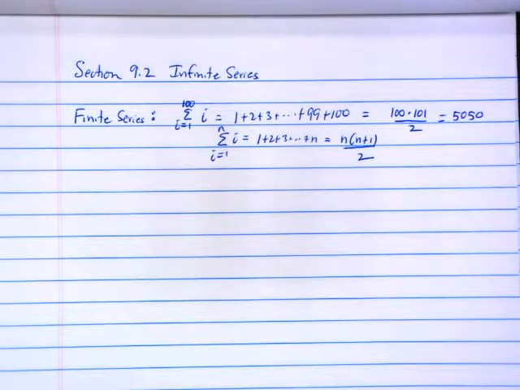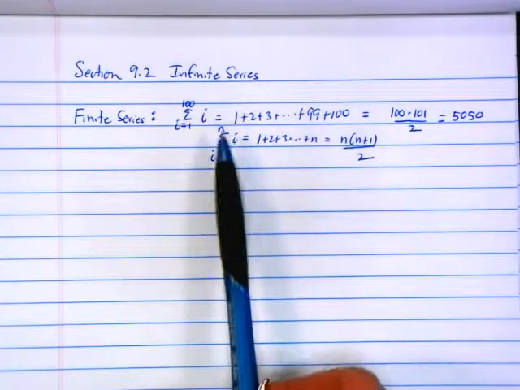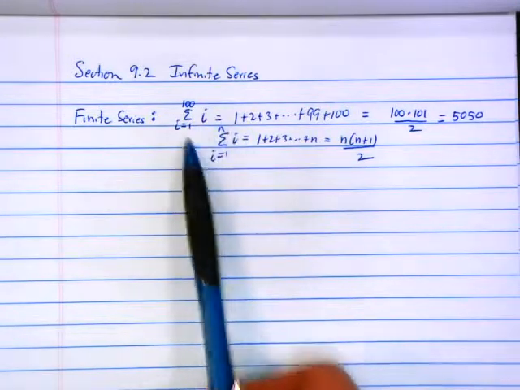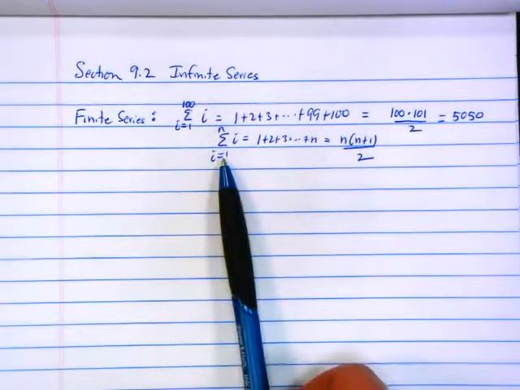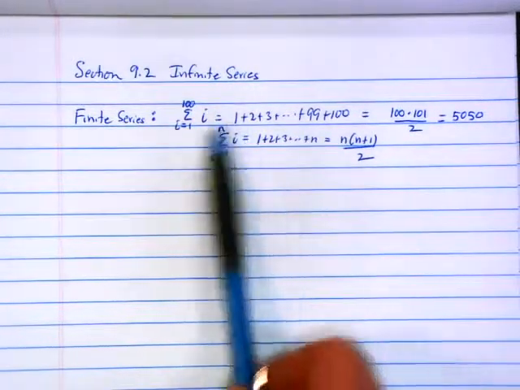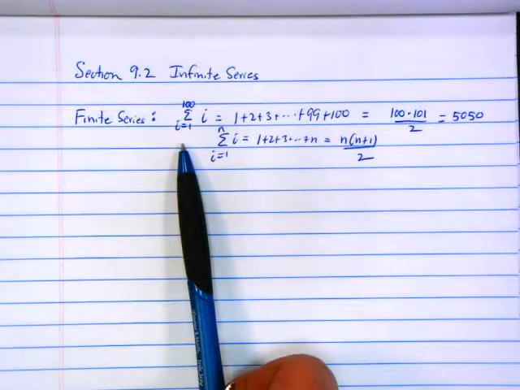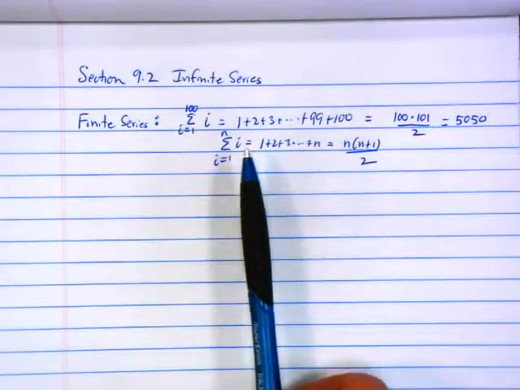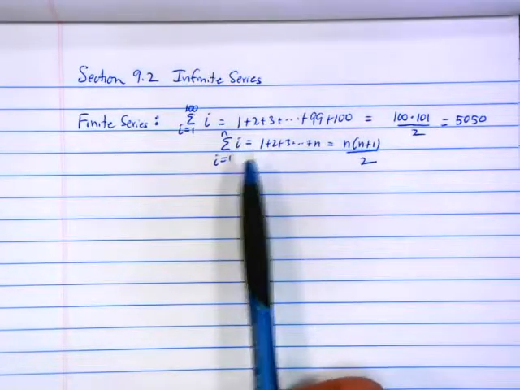Now in Calc 1, with these sums, we had summations like this that we were using to find areas under curves, which is how we define definite integrals. And then we were taking the limit as n goes to infinity. So in a sense, we were doing infinite summations, but not exactly.